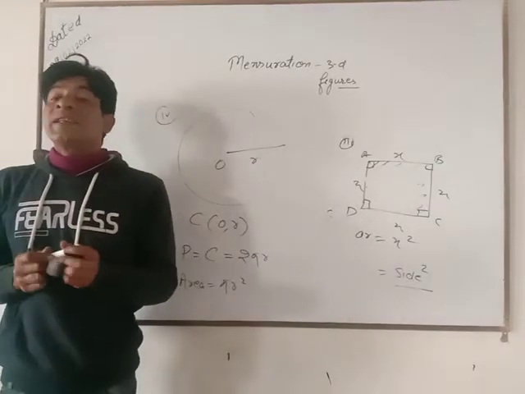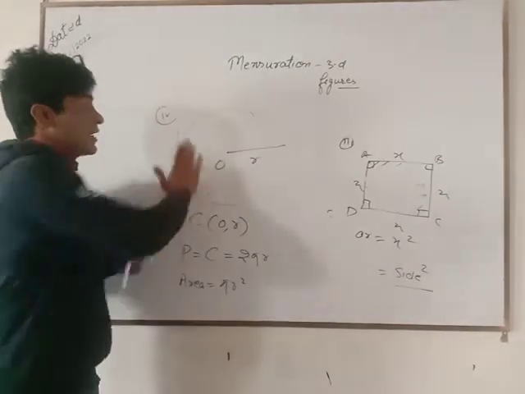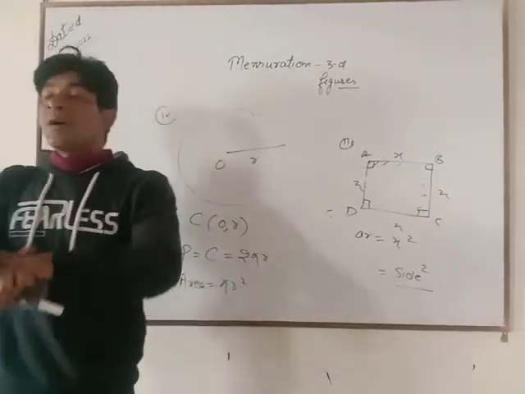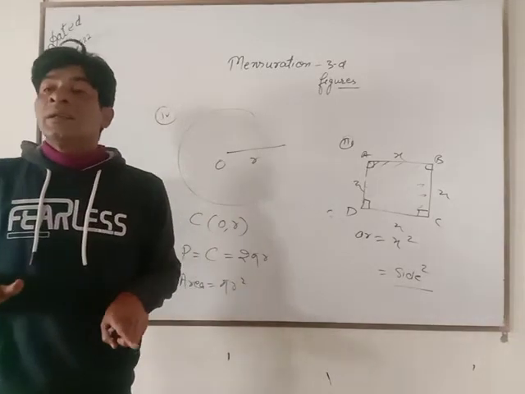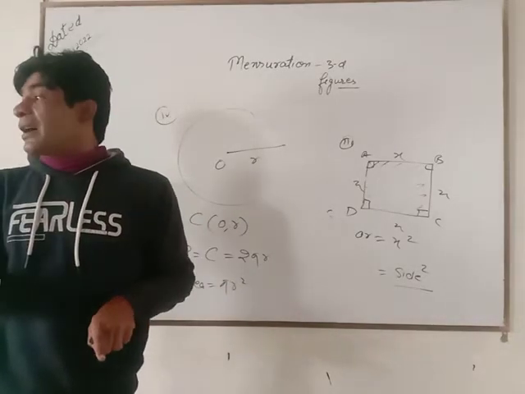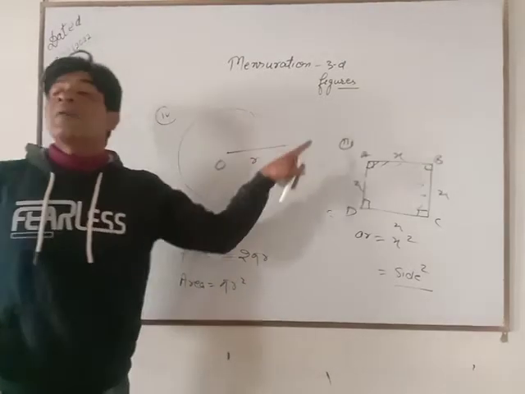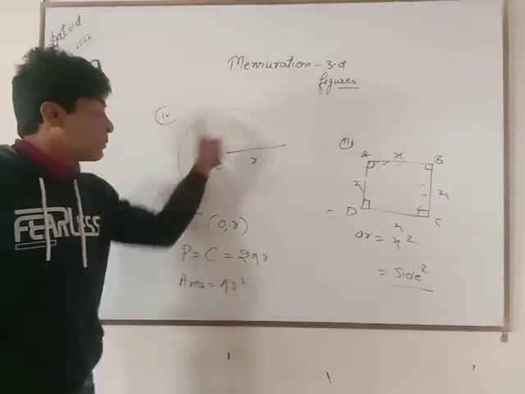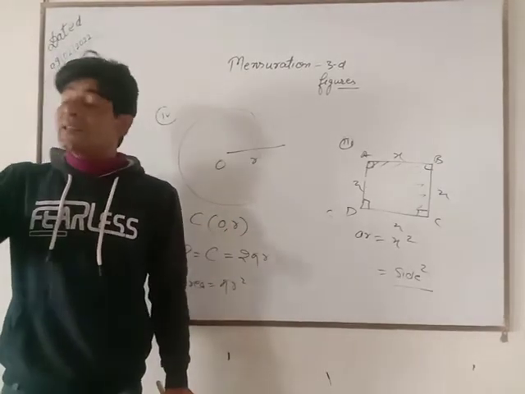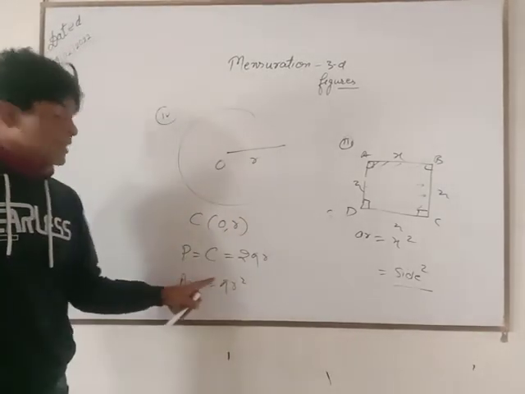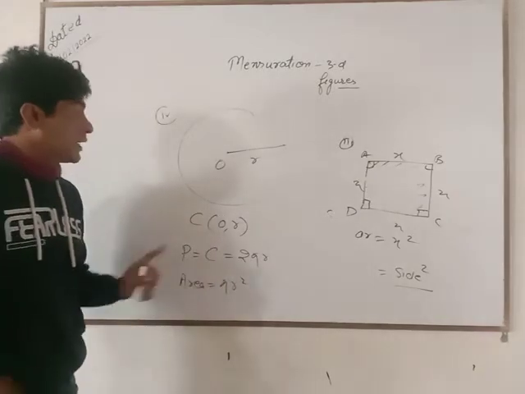Suppose that there is any circular surface, and you have to cover this surface with cloth. Then of what area cloth will be needed? The area of cloth surface will be pi r square. To understand this, you have to know first of all about 2D figures, area.